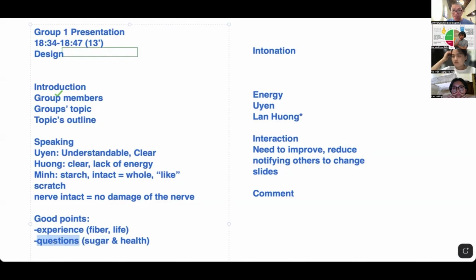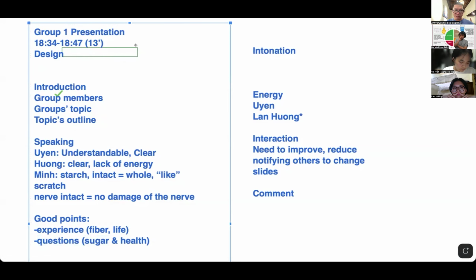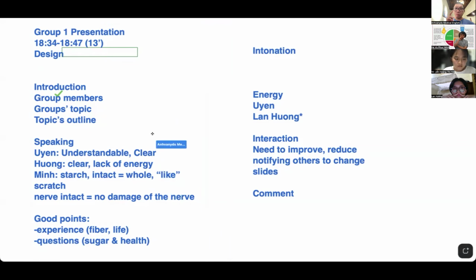It's really good. Anyway, we have a great presentation today, and we have a very good example of low energy with Hung and Uyên, and moderate to high energy from Minh. Okay. And what I need you to focus on is introducing the topic. So you just need to focus on that.